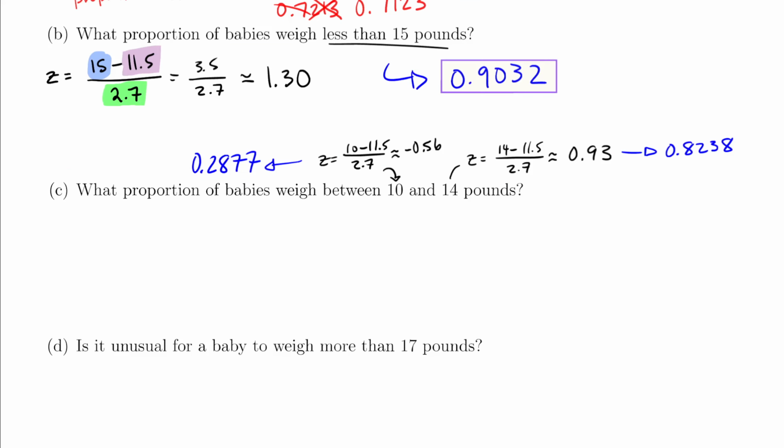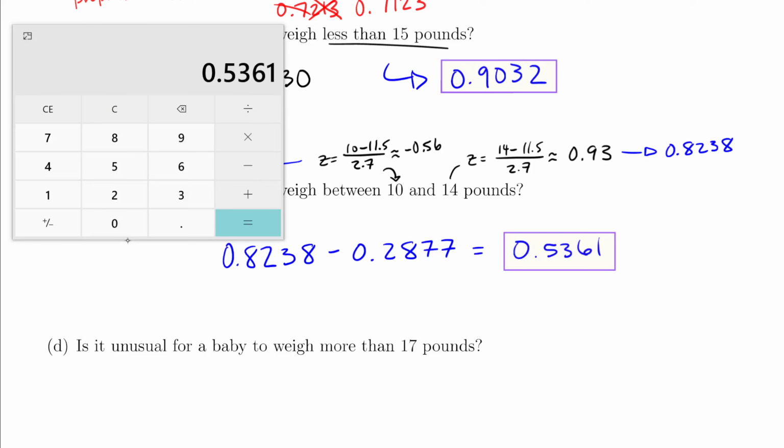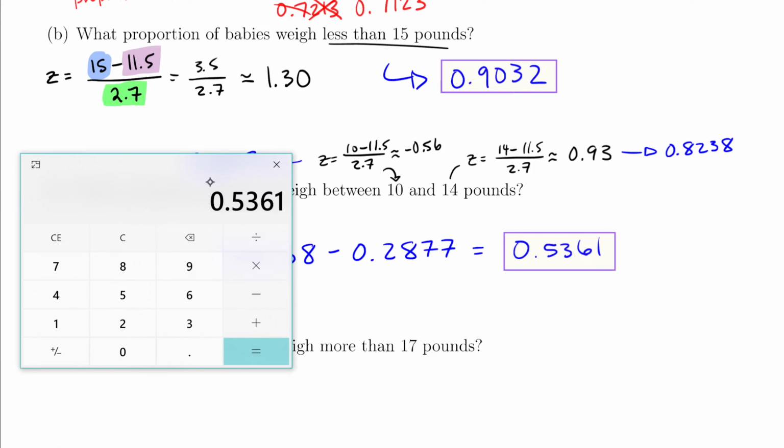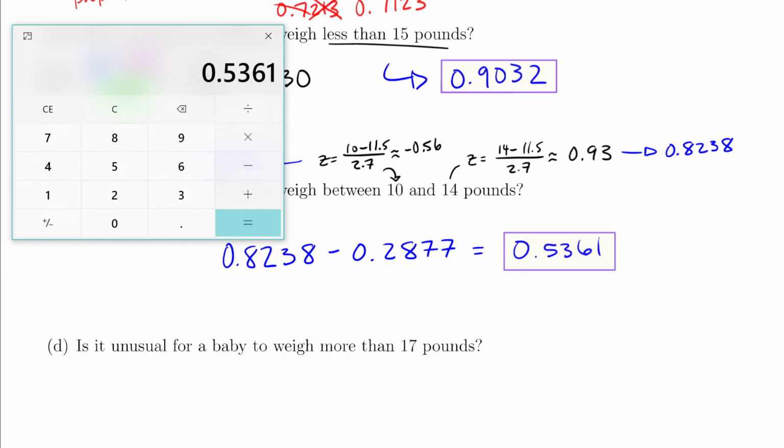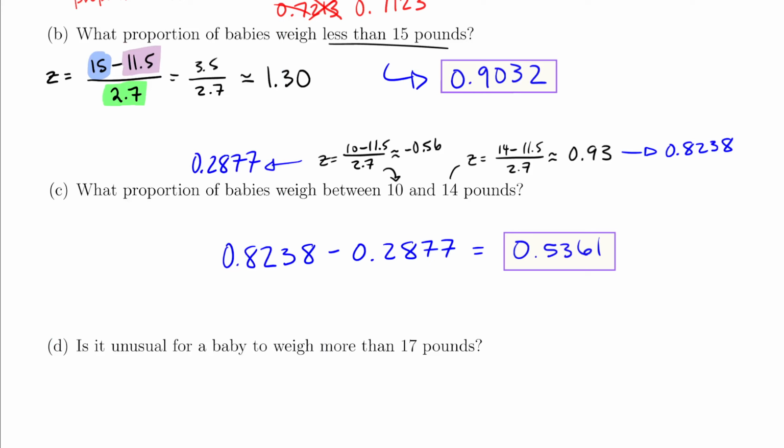Now we know the 0.8238 is an overestimate because it has everything below the z-score that corresponds to 14. We only wanted the values between 10 and 14, so we correct that overcounting by subtracting the portion that lies below 10, following the structure from a previous lesson. And we get the total area enclosed between the values 10 and 14, which is equivalent to the proportion of babies that weigh between 10 and 14 pounds, is 0.5361.